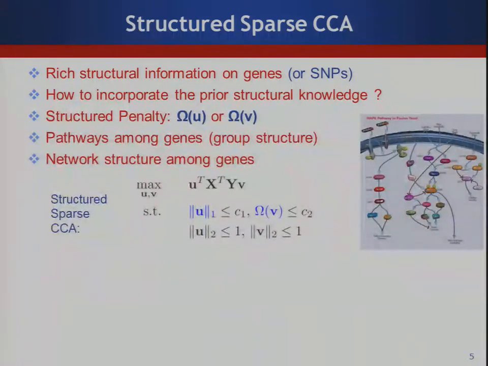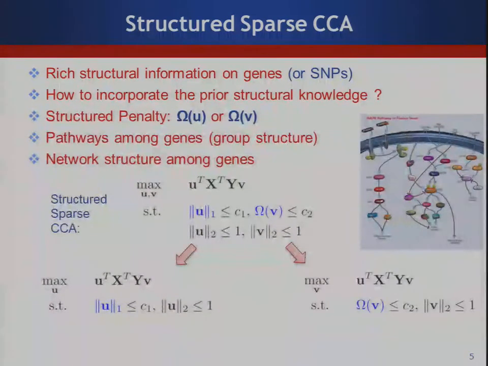Today I will mainly focus on the structure among the genes, but you can extend this to study structure among SNPs, or structure on both genes and SNPs. The structured sparse CCA can be formulated in this way. It's very similar to the previous formulation, but we only changed the L1 norm on V to be the structure penalty. You can see that you have the maximization over both U and V. So a natural strategy for optimization is an alternating procedure, where you first fix V and maximize over U, then fix U and optimize over V, and you iterate these 2 steps until convergence.